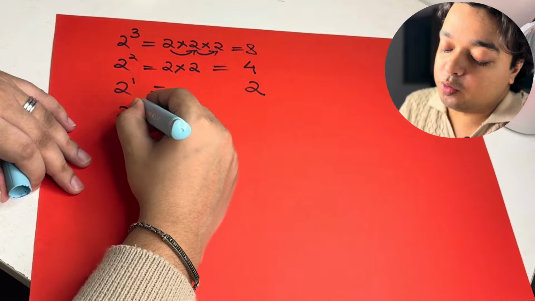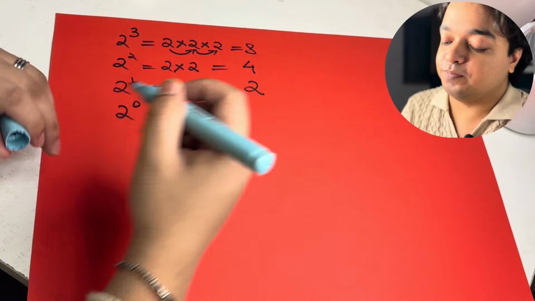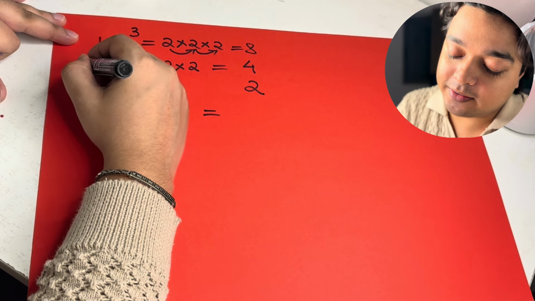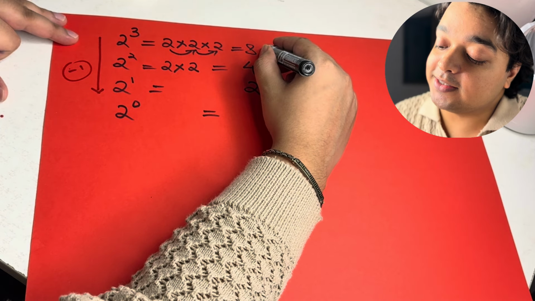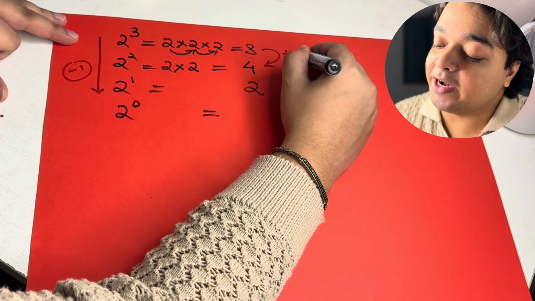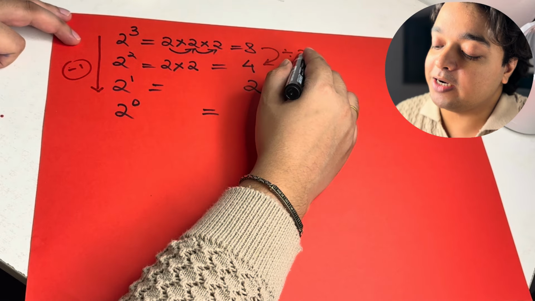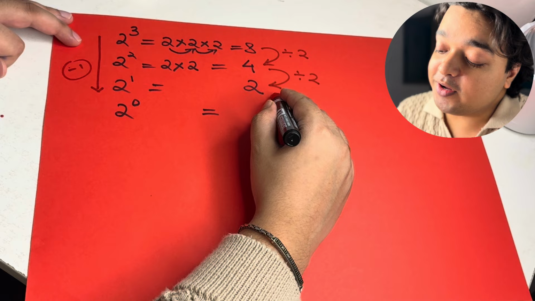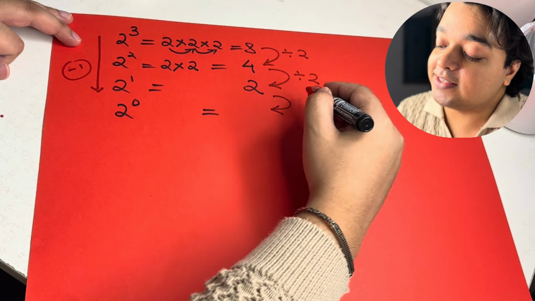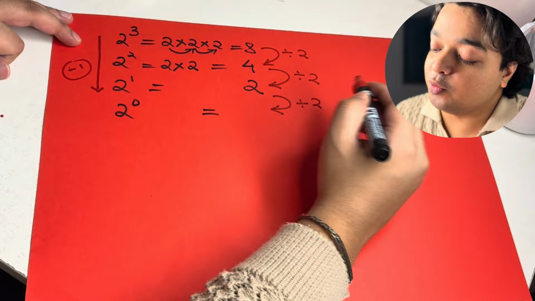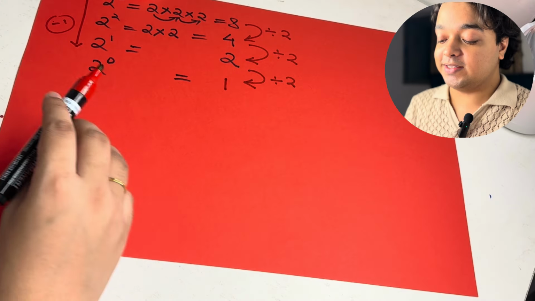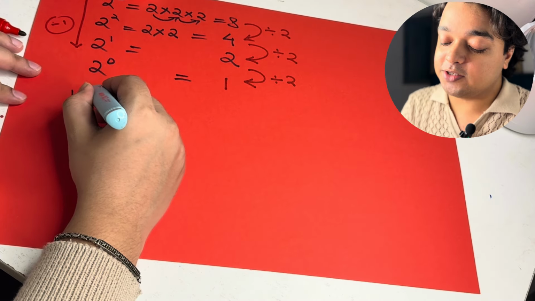Then what would be 2 raised to the power 0? As we are decreasing the power by 1, the result is getting divided by 2. 8 when divided by 2 equals 4. 4 when divided by 2 equals 2. Following this pattern, the next answer has to be 2 divided by 2. What is 2 divided by 2? It equals 1.